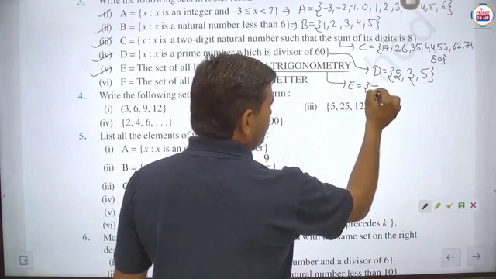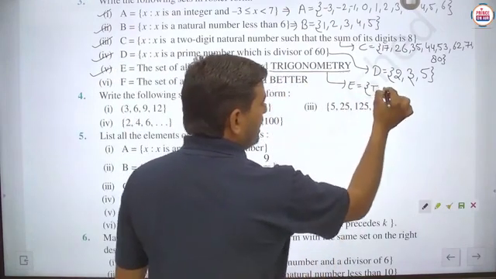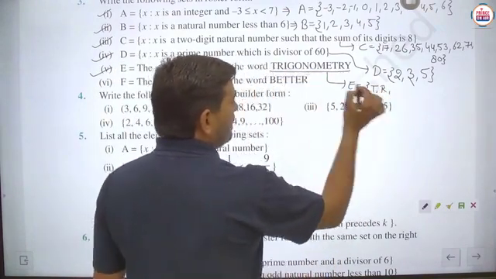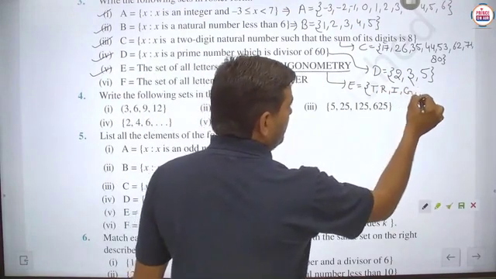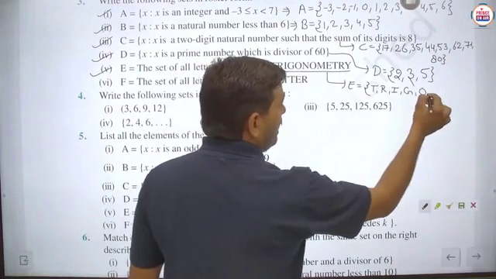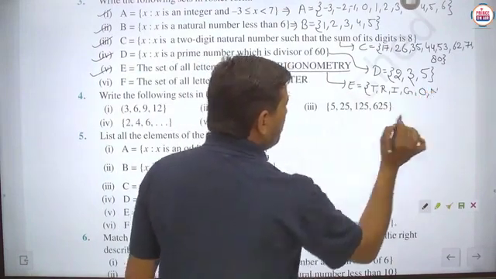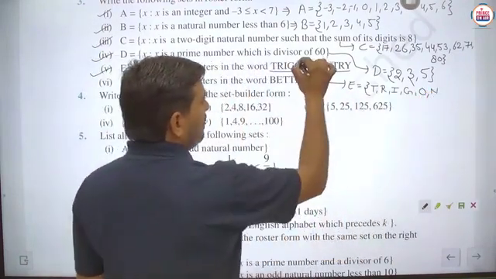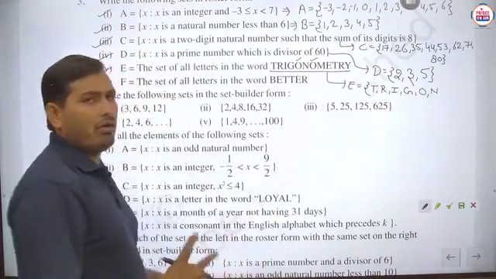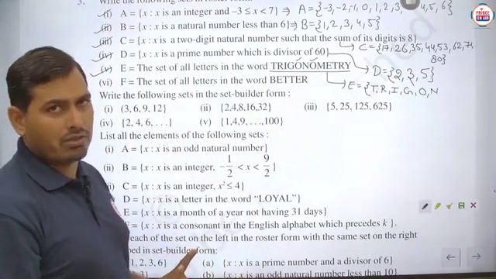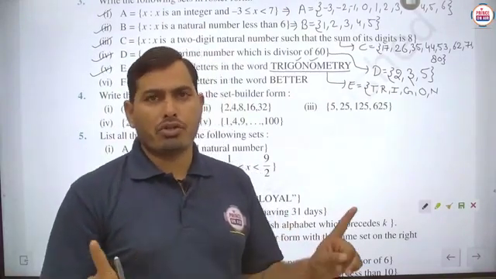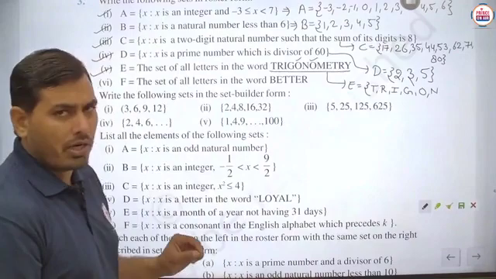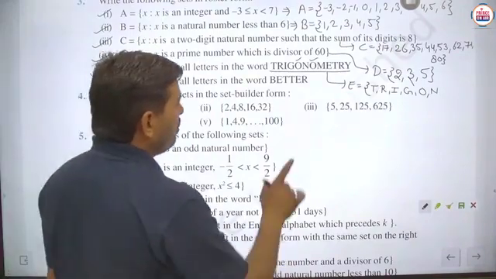So firstly we have to write T, then R, then I, then G, then O, then N. Now students, the very important thing: this O will be repeated here, means only one O is to be written, only once. Is it clear? Because in the case of the tabular or roster form, no repetition of data will be there, means repetition of data is not allowed. So we will not write O again.